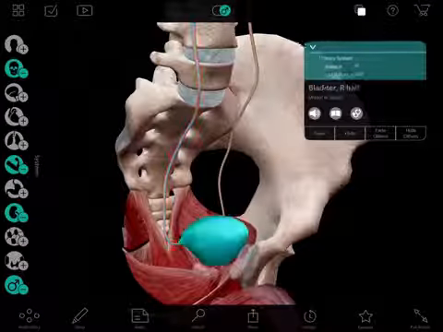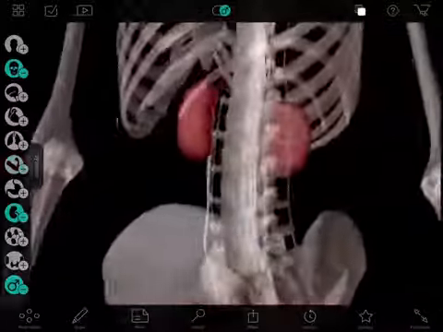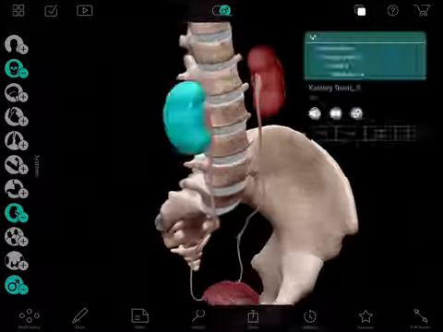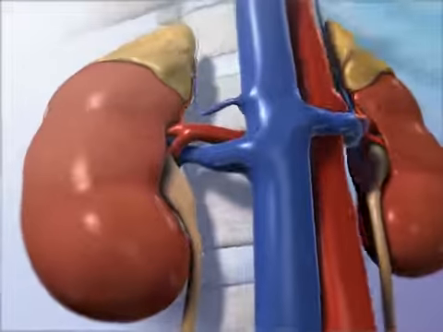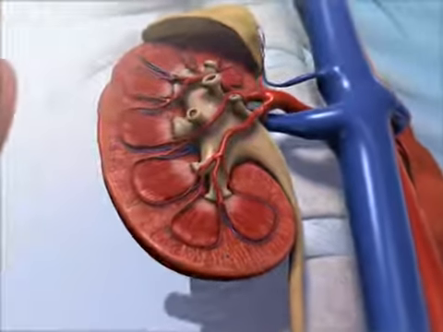Today I'll be sharing how I use Visible Body's Human Anatomy Atlas to quickly help patients visualize and understand their diagnosis. I often have patients present with sudden flank pain and vomiting. A common differential diagnosis for a patient with these symptoms is kidney stones. In a busy ED, I only have a few minutes to explain what is happening to my patients.